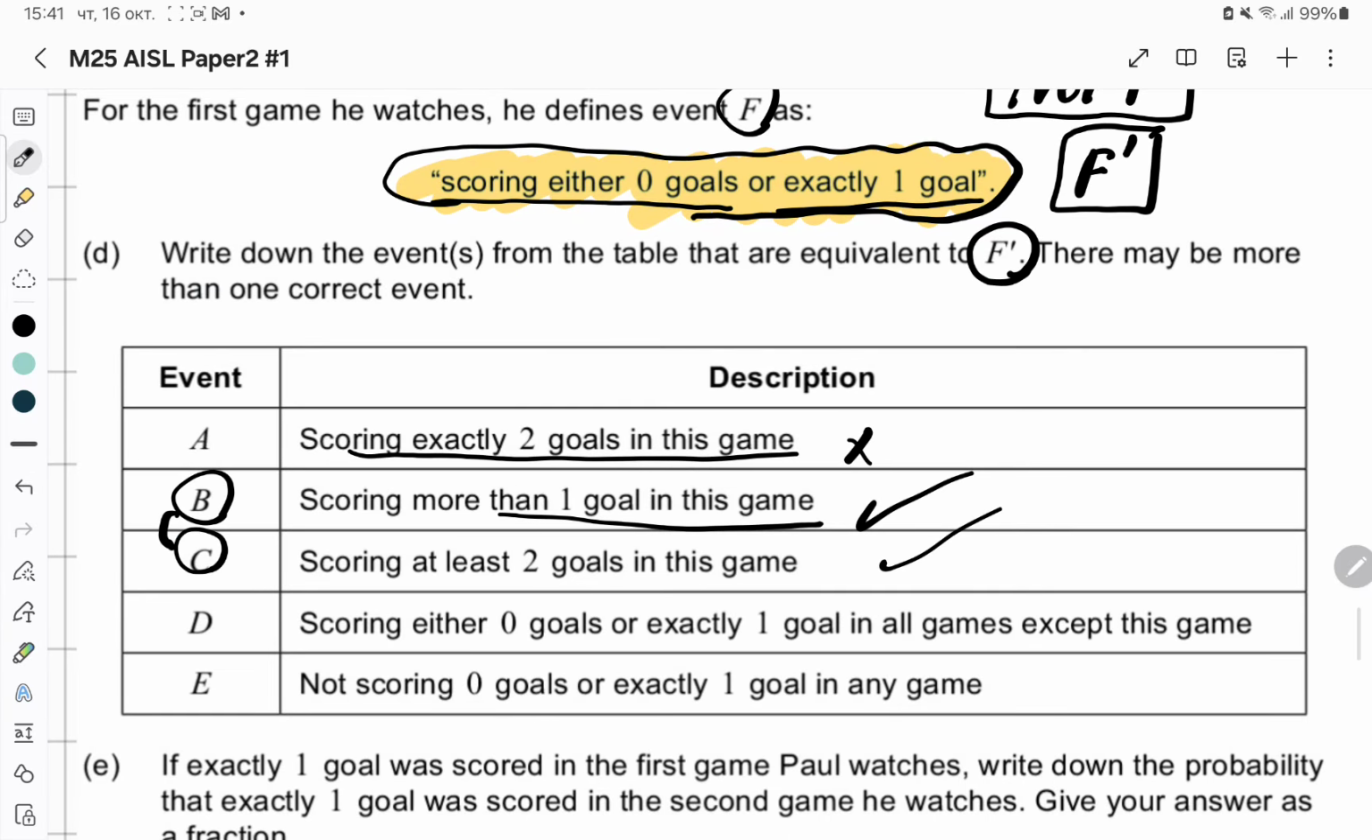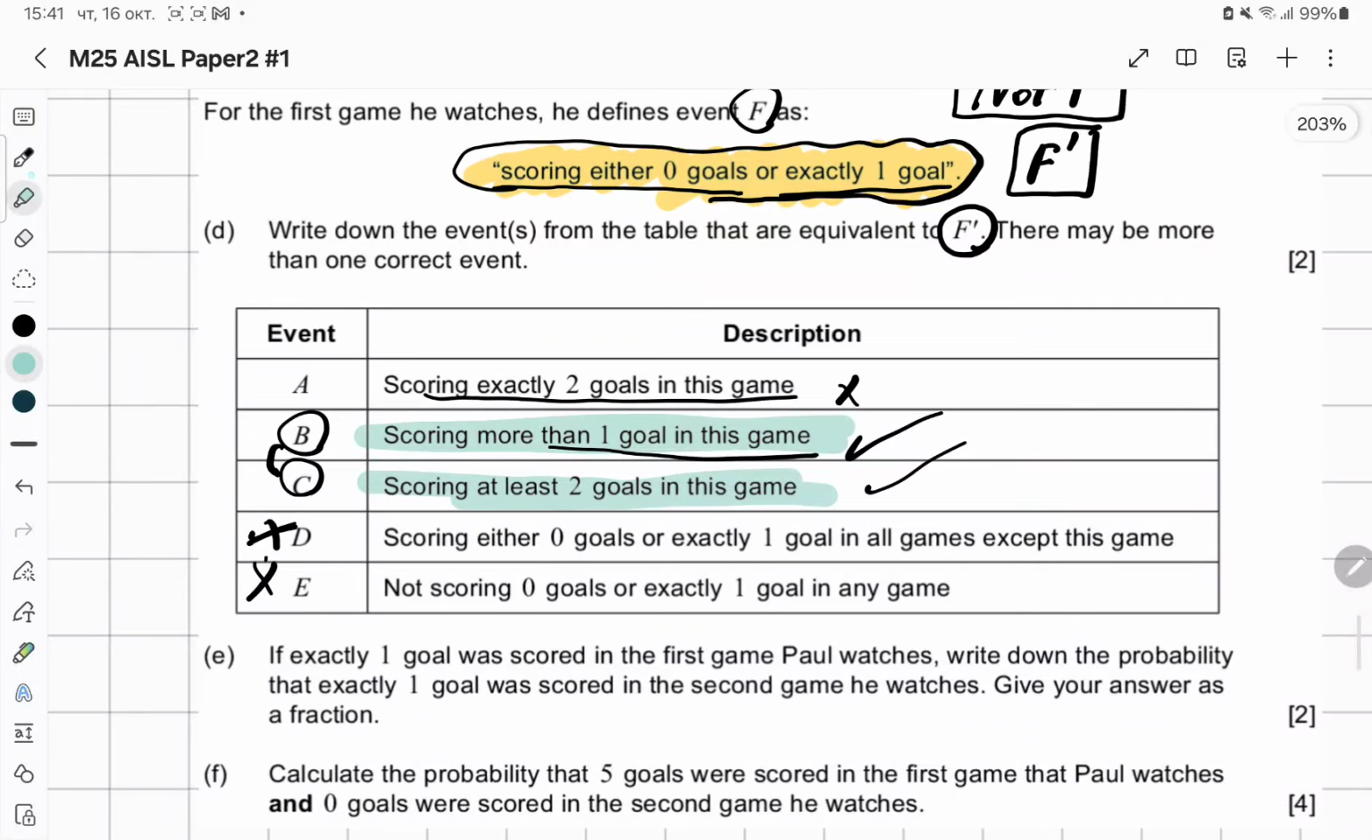D, let's consider D. Scoring 0 goals or exactly 1 goal in all games except this game. It's not appropriate, as well as E, not scoring 0 goals or exactly 1 goal in any game. Not appropriate. Okay, so let's underline that B and C are correct. And it fits with the number of marks given, so 2 marks for each statement.